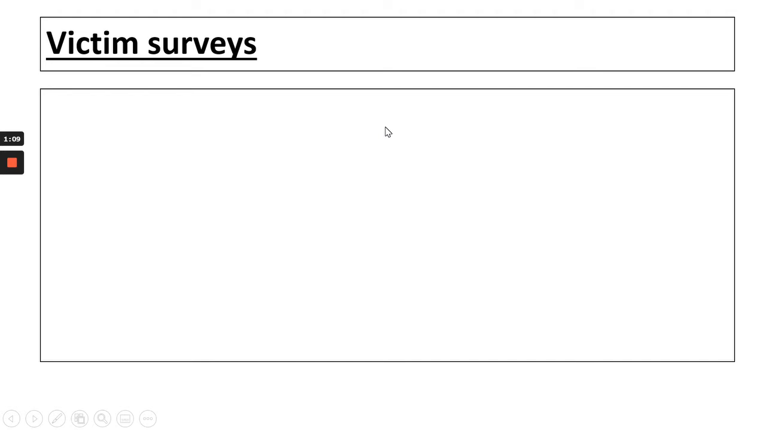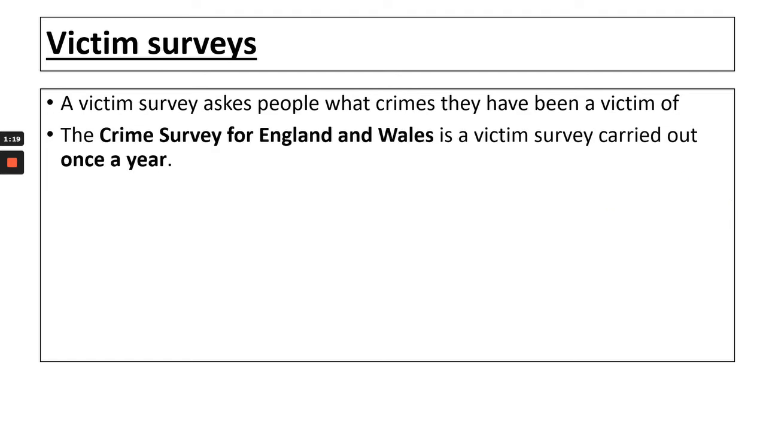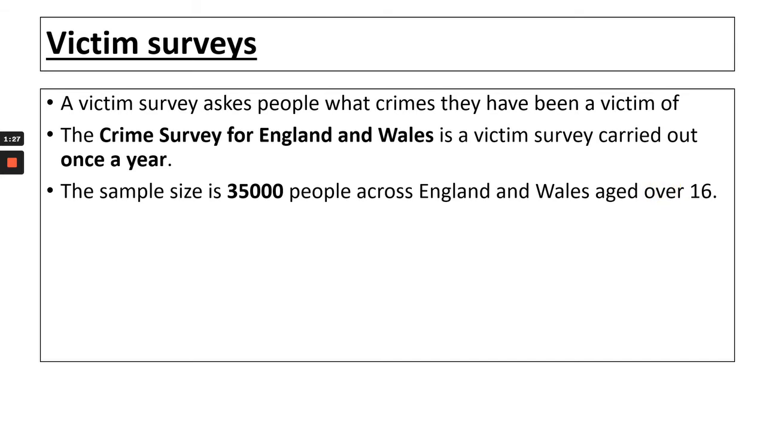If you could put that as a heading in your notes and just jot down this information. Victim surveys are what it says, a survey sent out to people to ask them what crimes they have been a victim of. The Crime Survey for England and Wales is an example of a victim survey that is carried out annually, so once a year. The sample size is 35,000 people across England and Wales aged over 16, so it's quite a large sample, and it's a representative sample, so they try to make sure that the sample is representative of equal numbers of men and women, proportionate numbers of different ethnic backgrounds, and so on and so forth.